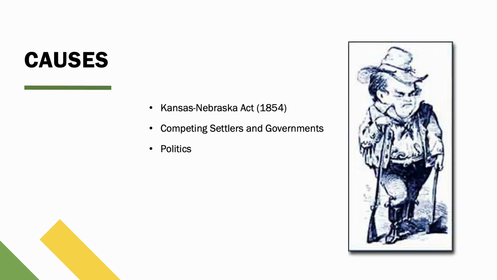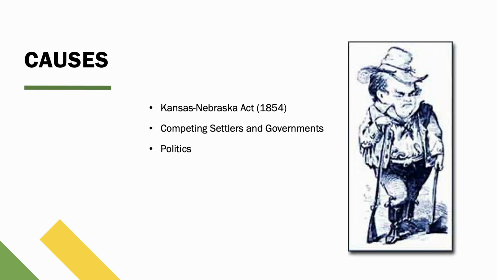There were many causes leading up to Bleeding Kansas. The main cause of Bleeding Kansas was the Kansas-Nebraska Act of 1854. This was proposed by Stephen Douglas, and it created the territories of Kansas and Nebraska and allowed them to decide through popular sovereignty whether to allow slavery or not. This act repealed the Missouri Compromise, which had banned slavery. The act enraged many as they saw it as an expansion of slave power.